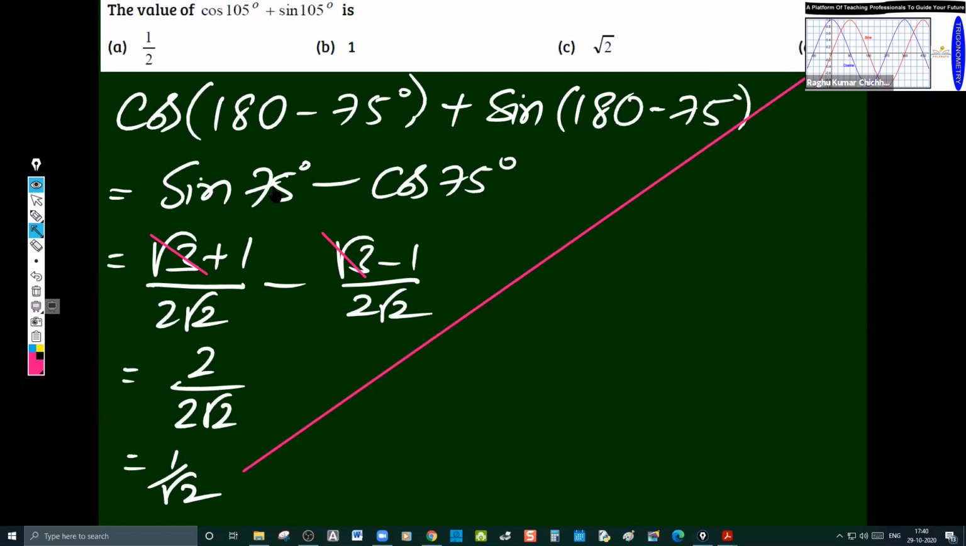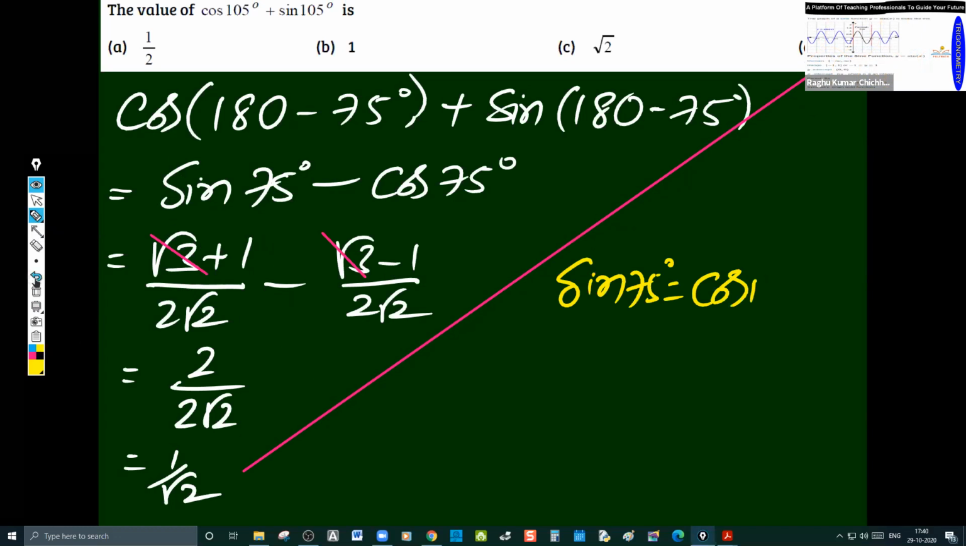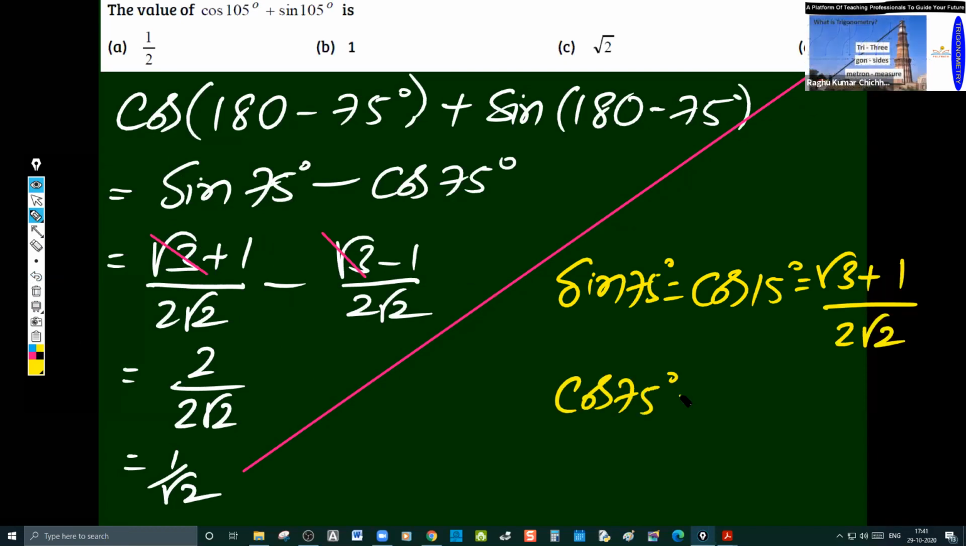So the values to be remembered, I'm writing for your purpose. Sine 75 degrees is equal to cos 15 degrees is equal to root 3 plus 1 by 2 root 2. Cos 75 degrees is equal to sine 15 degrees is equal to root 3 minus 1 by 2 root 2.